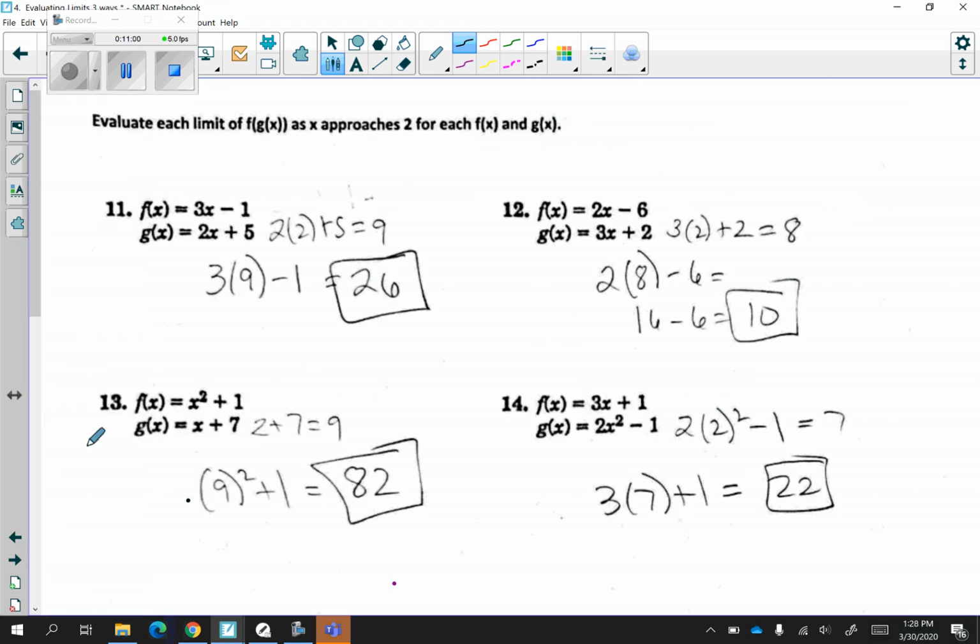For the next page, for numbers 11 to 14, evaluate each limit of f of g of x as x approaches 2 for each of f of x and g of x. So I substituted 2 into g of x, and then whatever value I got for g of x, I substitute that in for f of x to find my answer. Take a look at questions 11 to 14.